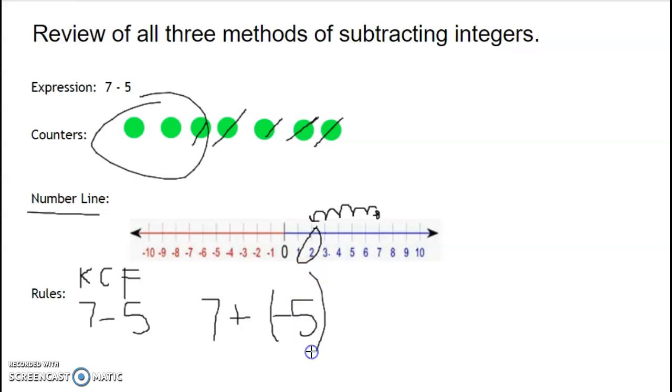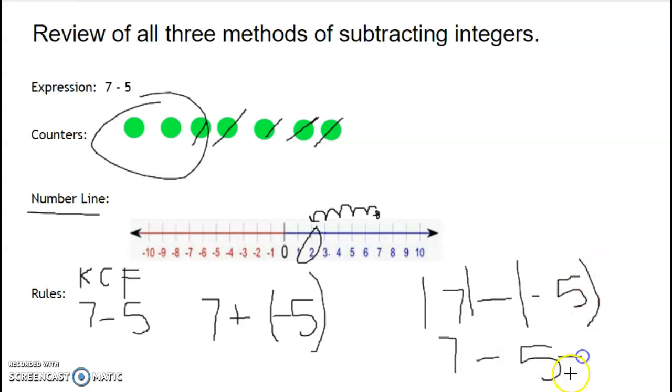Then using our rules, we take the absolute value of 7, and since they have opposite signs, we subtract. We have 7 minus 5 equals 2. And since this was the larger absolute value, that 2 stays positive. All right, example number 2.